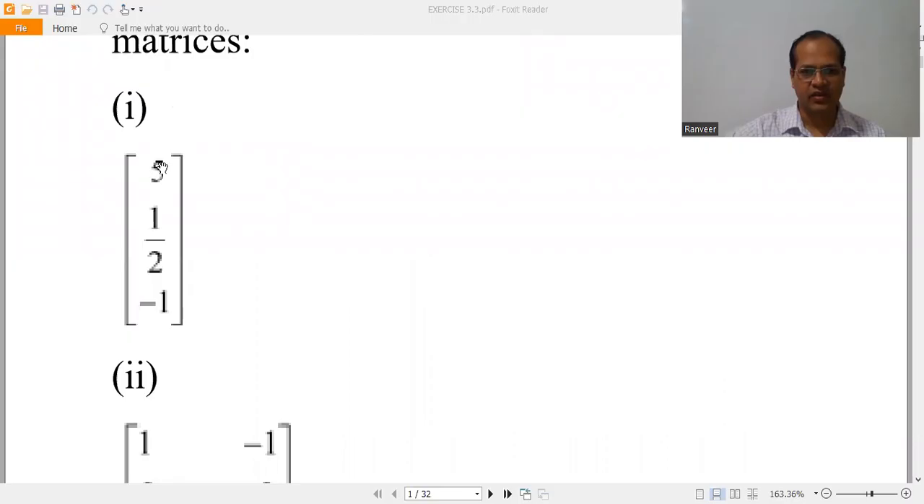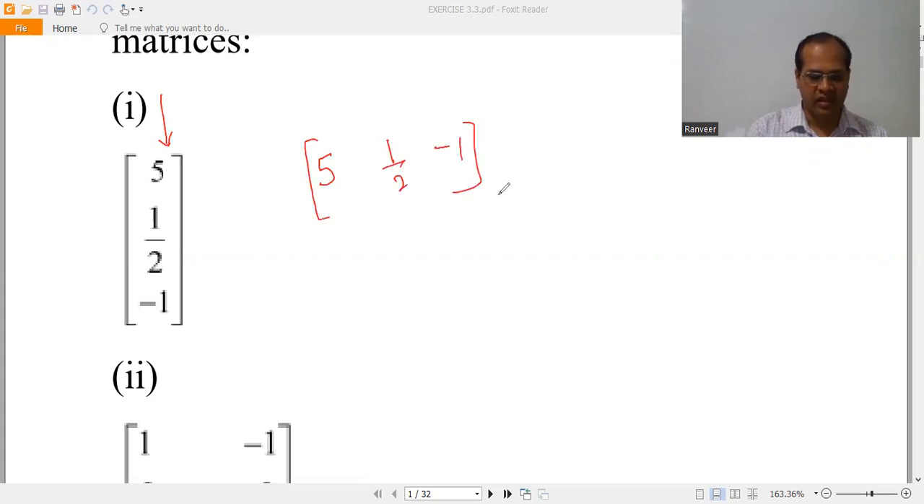So the first question is 5, 1 by 2 and minus 1. This is written in the column format. So 5, 1 by 2 and minus 1. This is now the matrix for this element.